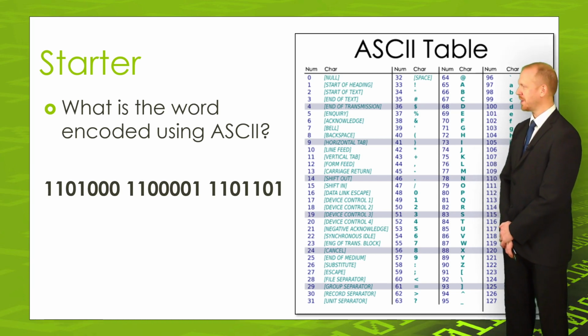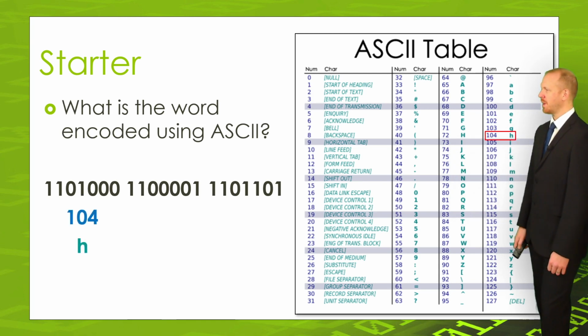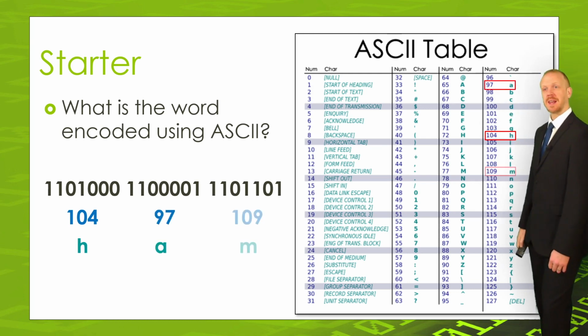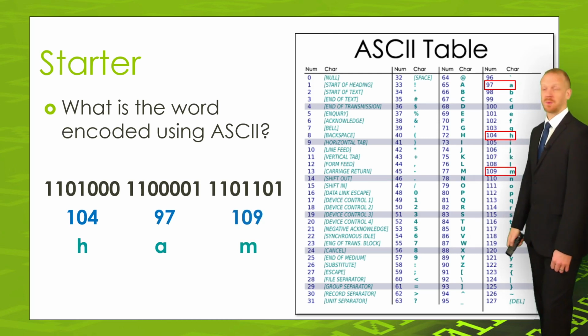Okay, hopefully we're done. Well, let's find out what it was. That first binary number works out at 104, which if we look at it on the table here, is H. The next one is 97, which is A. And the last one is 109, which is M. So the word is ham.